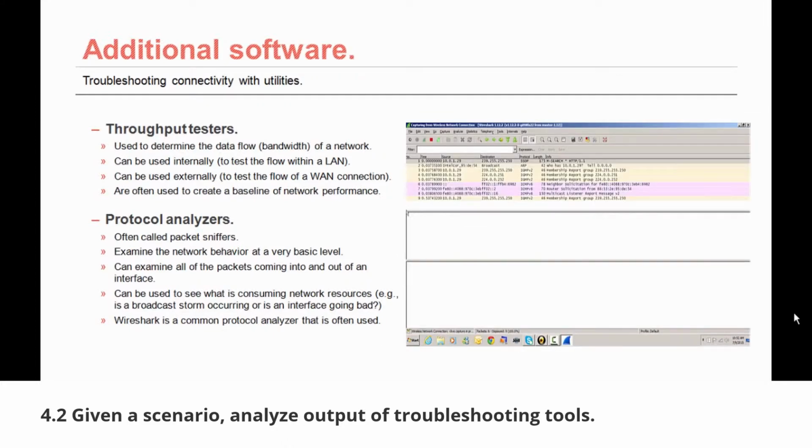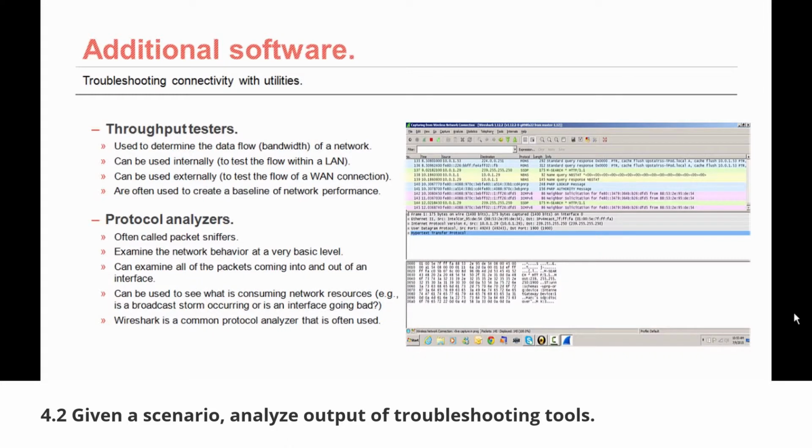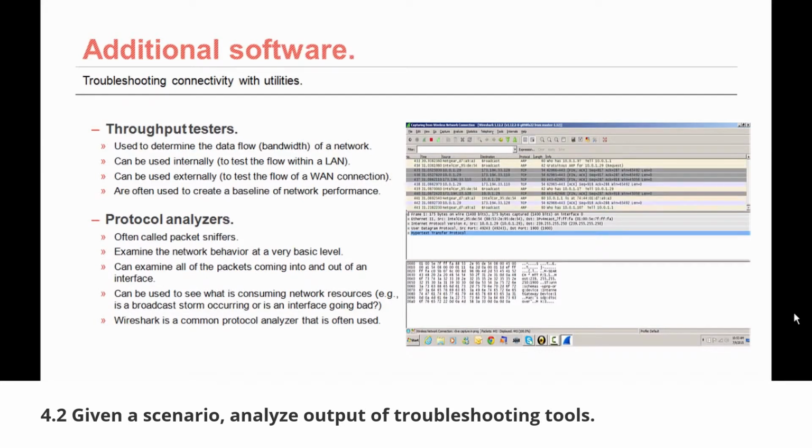And last up, we have protocol analyzers. These are often called packet sniffers. They examine network behavior on a very basic level, at the packet level. They can examine all the packets coming into and out of an interface. Protocol analyzers are useful to see what is consuming network resources, as in they can tell if a broadcast storm is occurring or if an interface is going bad. Wireshark is a common protocol analyzer that is often used, and it's free.